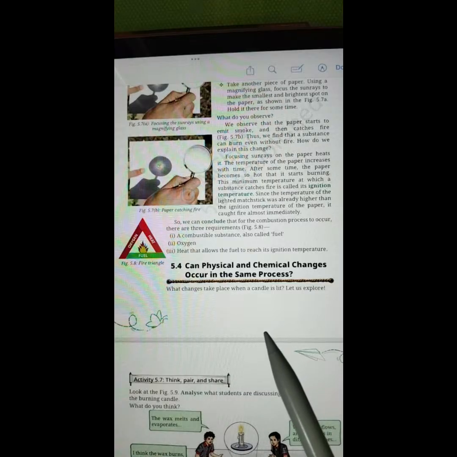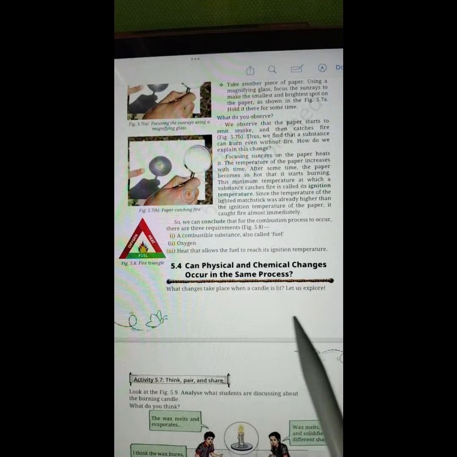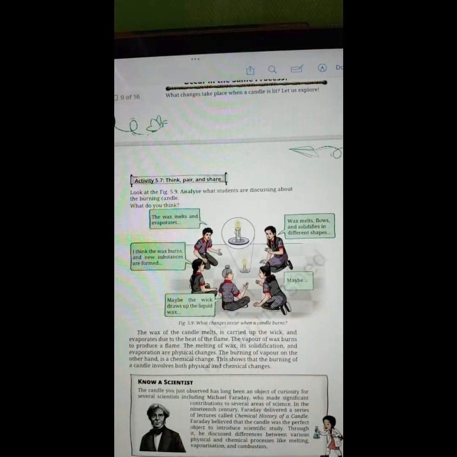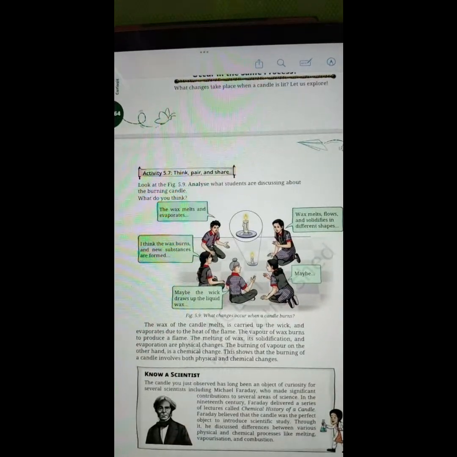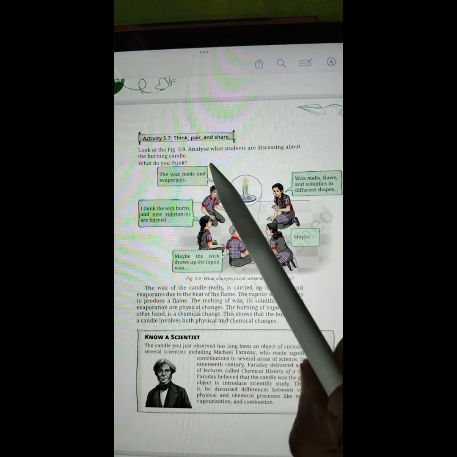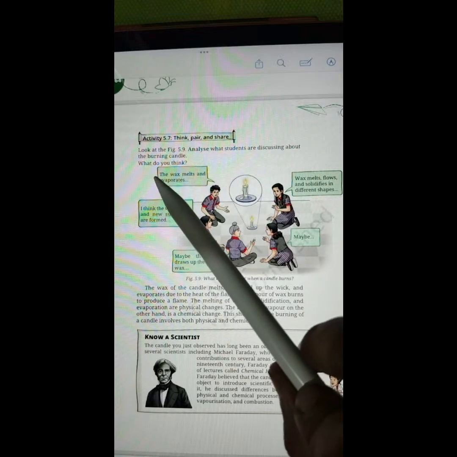Can physical and chemical changes occur in the same process? What changes take place when a candle is lit? Let us explore. Activity 5.7. Think, pair, and then share. Look at figure 5.9. Analyze what students are discussing about the burning candle.